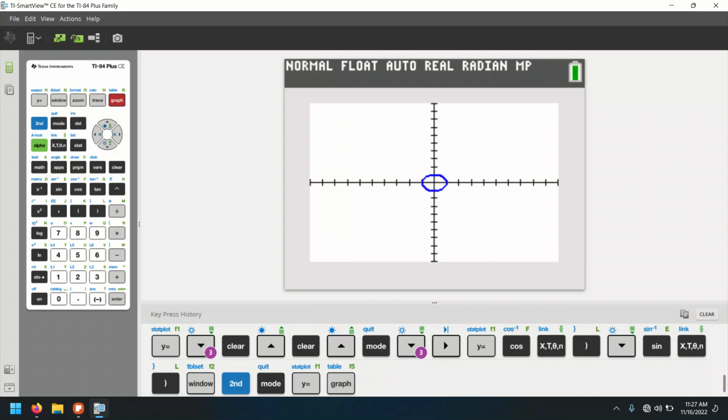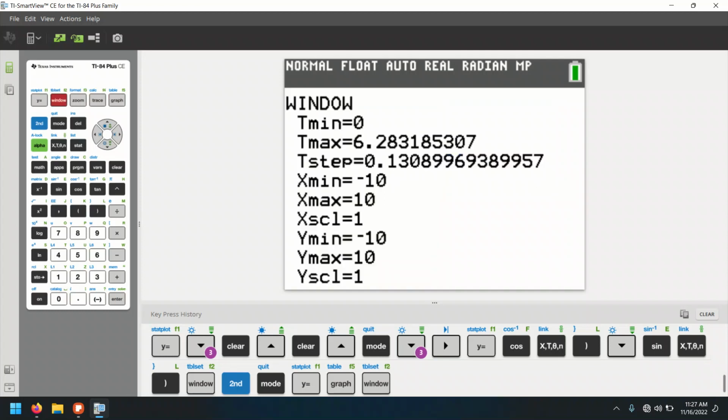Were you able to see the direction here? Did you guys blink? Even if you didn't blink, it was kind of hard to see. For me, it was kind of hard to see. How do I turn this into a slower motion? I'm going to go to Window and modify the T-step. This T-step is the amount of points that the graphing calculator is going to plot. Let me see what happens when I do one.